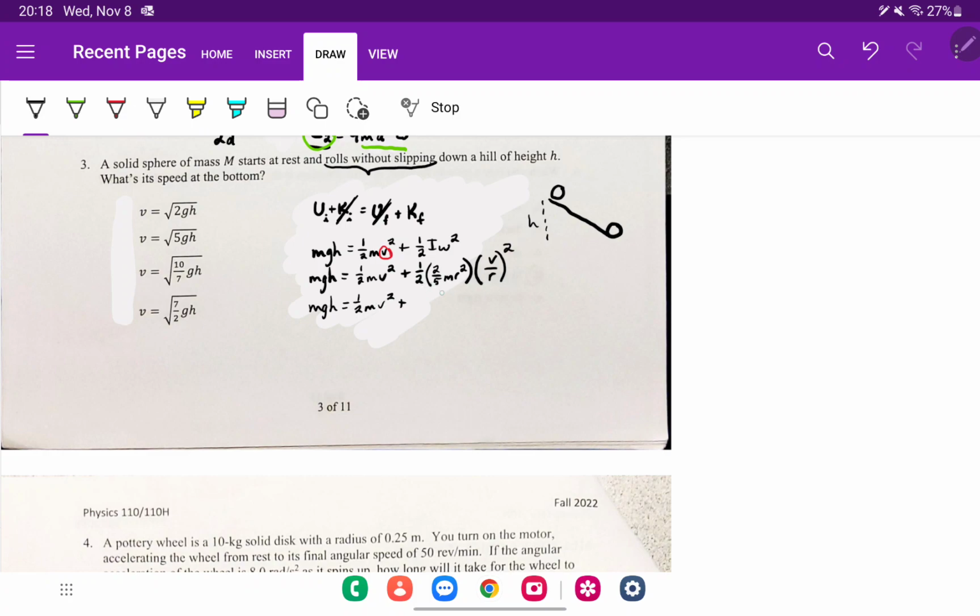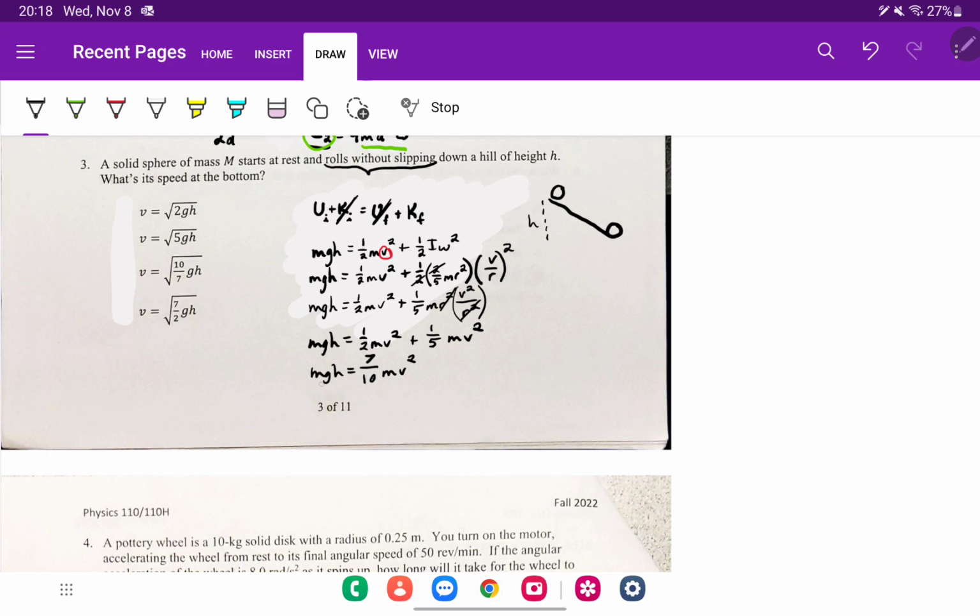So if I have 1/2 times 2/5, I'm going to cancel these 2's, and I'm just going to make this a 1/5 mr squared. And then to distribute that exponent, it's going to give me a v squared over r squared. And so now, r squared on the bottom, r squared on the top, those cancel. So now we're left with mgh equals 1/2 mv squared plus 1/5 mv squared. Okay, so now we need to get to v. It's a lot of simplification. We're going to get mgh equals, 5 plus 2, so 7/10 mv squared.